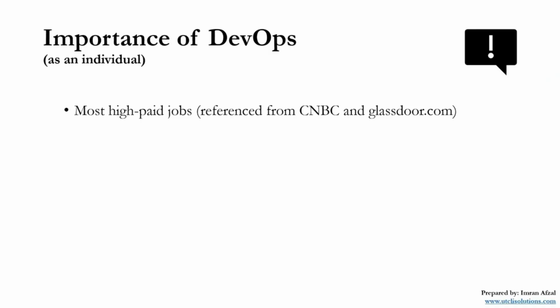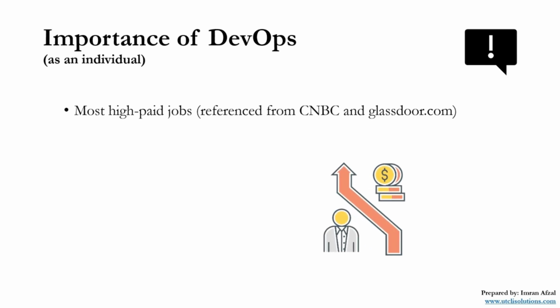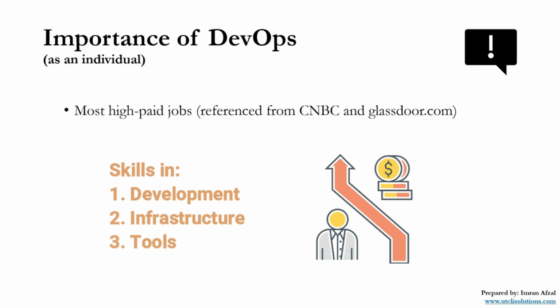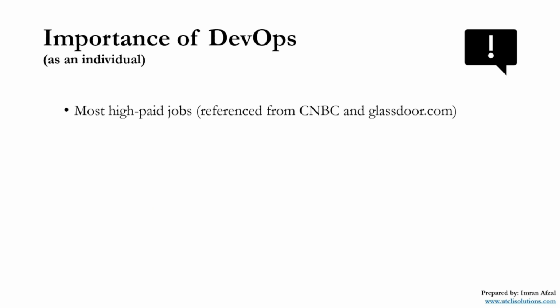All right, the very first thing is DevOps is one of the highest paid jobs as per CNBC and Glassdoor. Because for DevOps skills, you need to have skills in the development as well as in the infrastructure side. So that's a combination of both skills, and you need to know a lot more tools so you could go through the development life cycle. That's why it's one of the most high paying jobs.